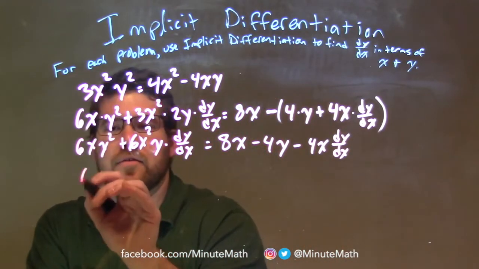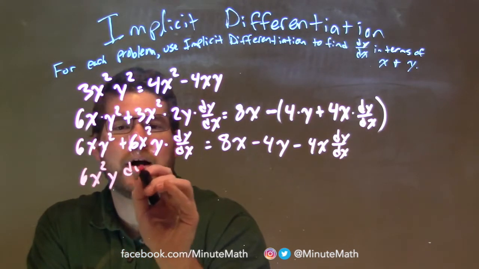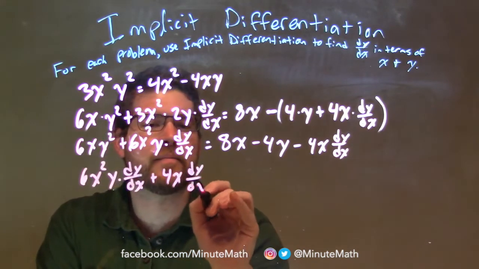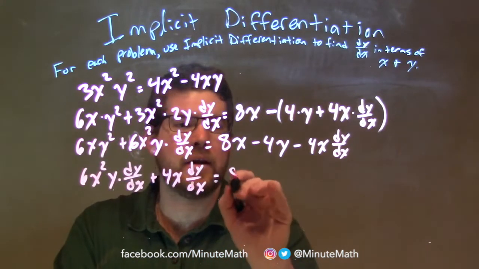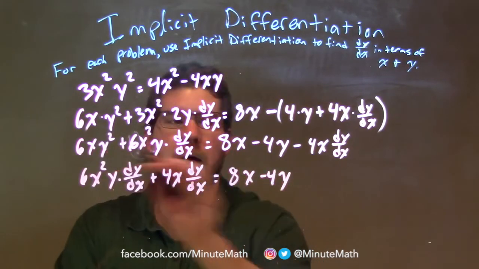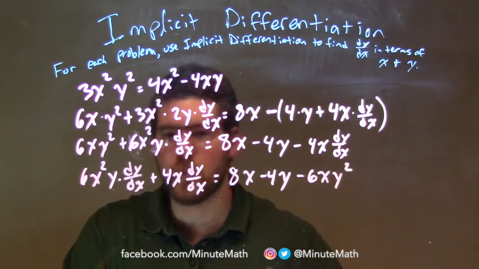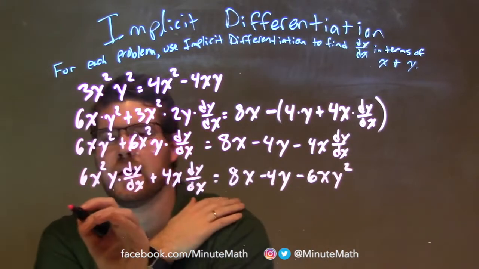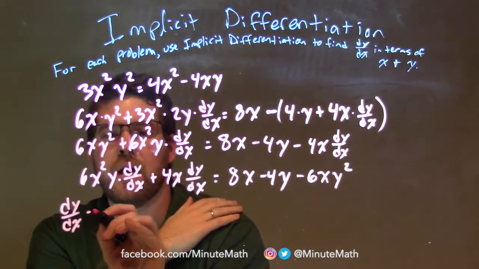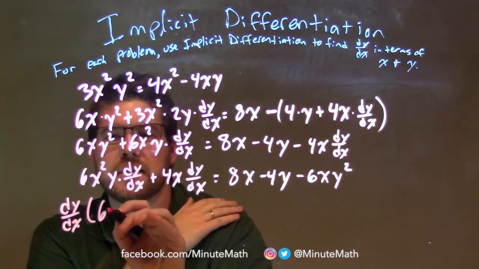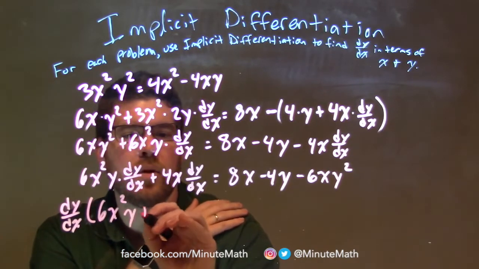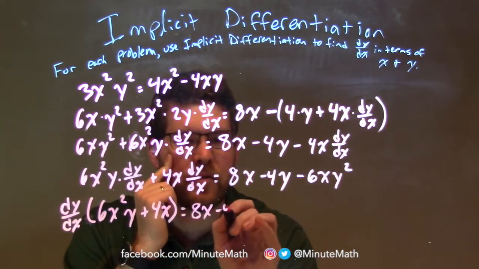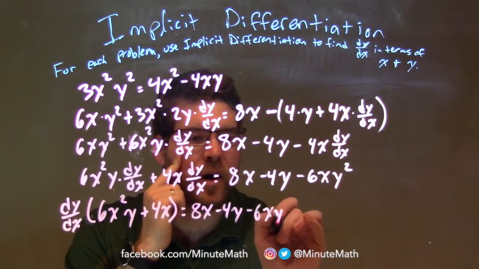So we have 6x squared y dy dx plus 4x dy dx equals, now we have here 8x minus 4y minus 6xy squared. Now I see I have dy dx on my left, everything else on the right. I'm going to pull out a dy dx. So I have dy dx here times, what will be left is 6x squared y plus 4x. And that's going to be equal to this part here, 8x minus 4y minus 6xy squared.